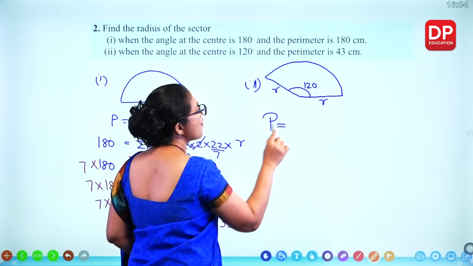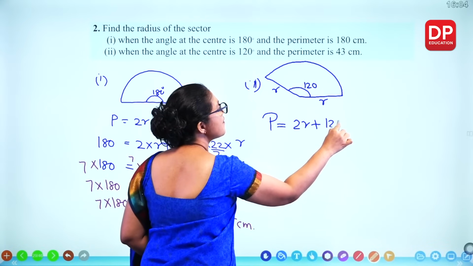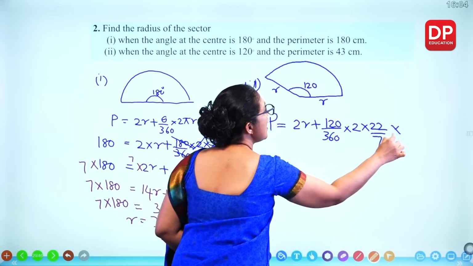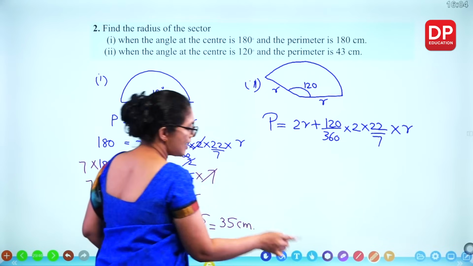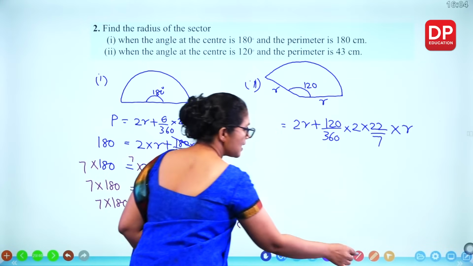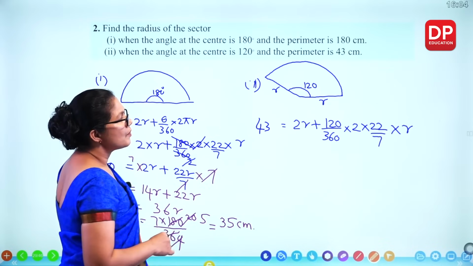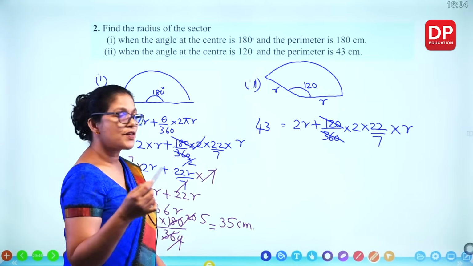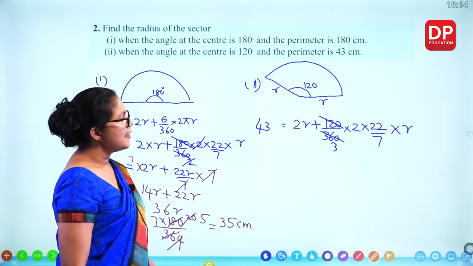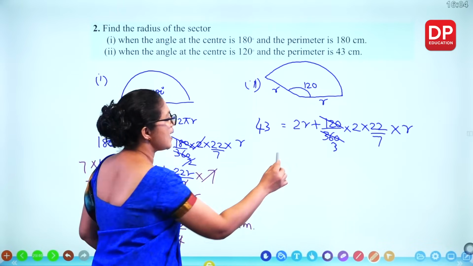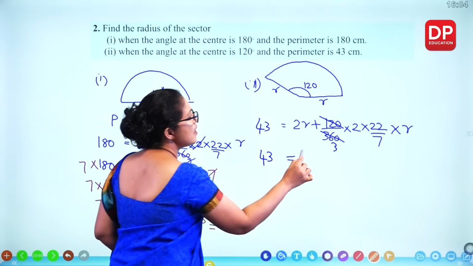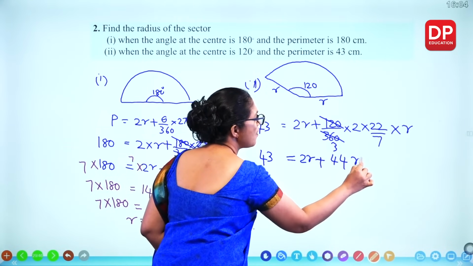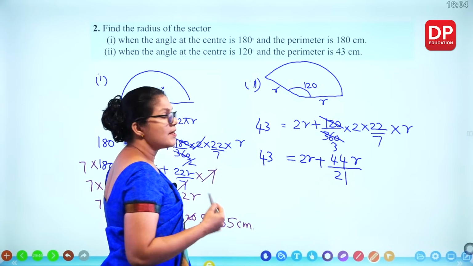Perimeter is double of r, 2r, plus angle 120 over 360 into 2 pi. Pi is 22 over 7 and r is there. So the perimeter I can write as 43. Now can we simplify? Here I can simplify. 120 times 3 is 360. So I can rewrite this as 43 equals 2r plus 2 times 22, 44r over 21. 3 times 7, you get 21.